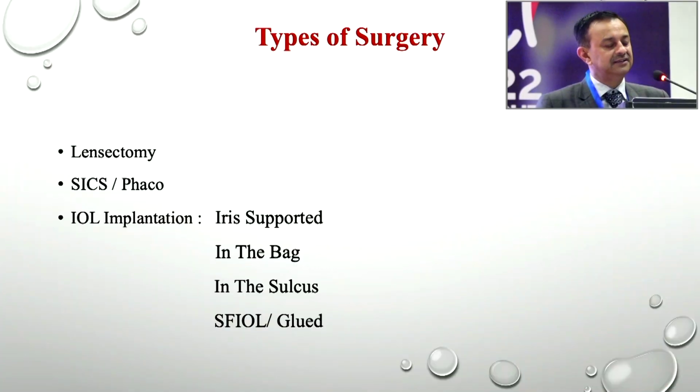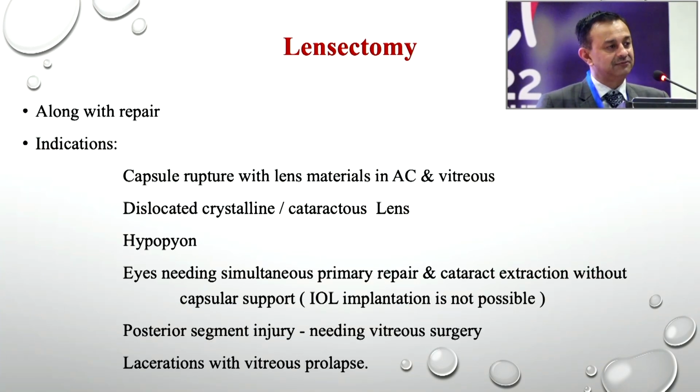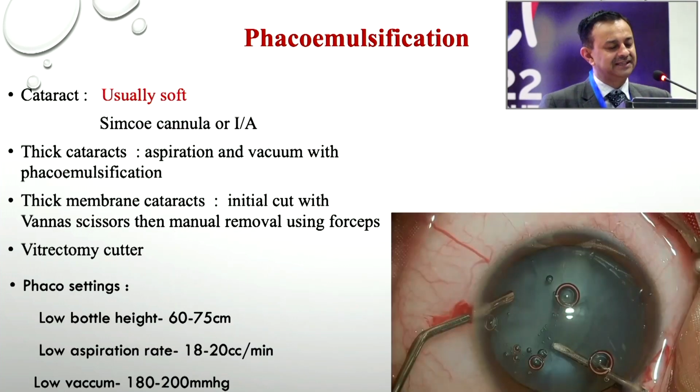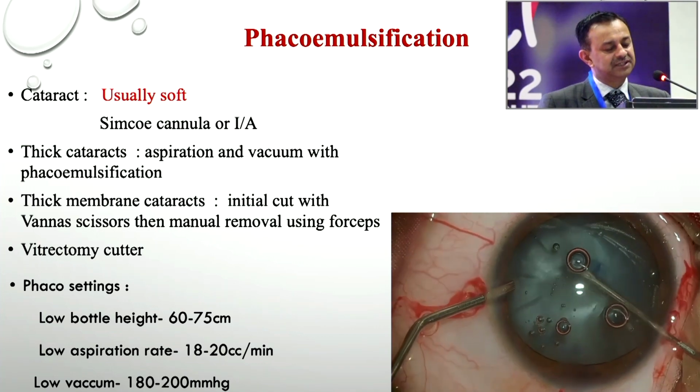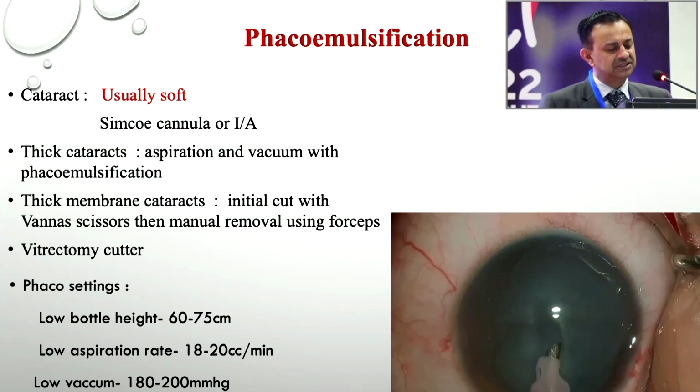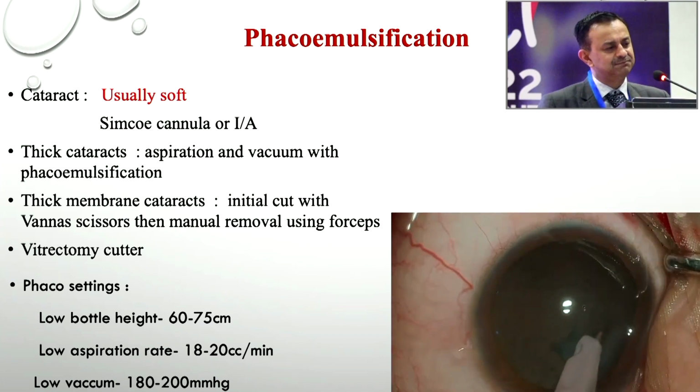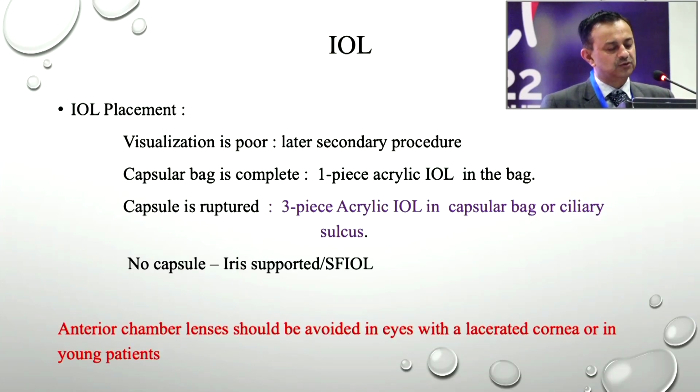So how do you tackle traumatic cataract? You have these IOL implantation options, and we will come to them one by one. Lensectomy should be thought of along with a repair, or later on, whenever there is posterior segment involvement, either in the form of a foreign body, or the nucleus or lens fragment has gone posteriorly, or there is evidence of inflammation. In this case, the procedure of choice is going to be lensectomy. In the majority of cases, if there is no posterior segment involvement, phacoemulsification can be done. Usually it is soft, and simple irrigation aspiration can be the way to do it.